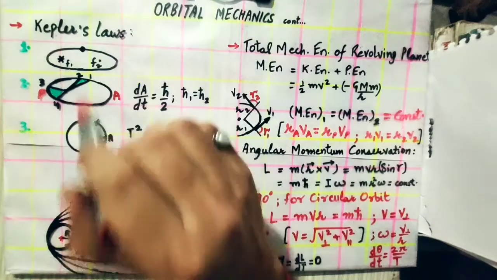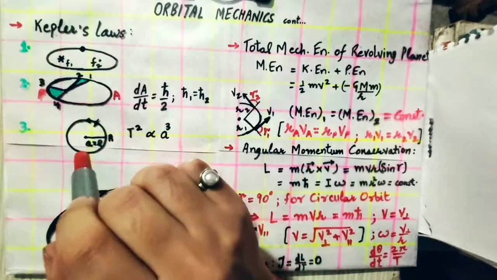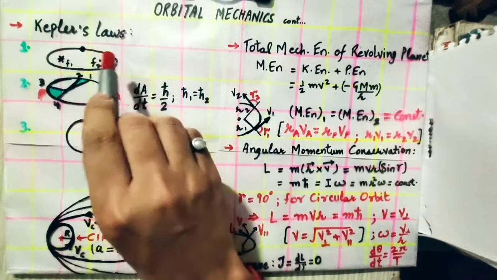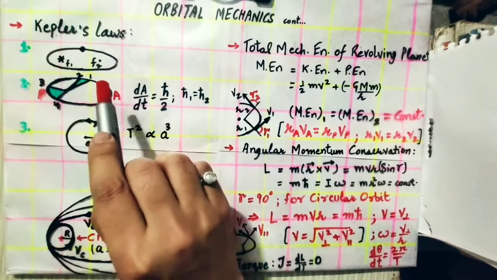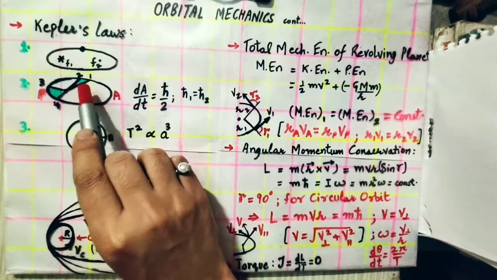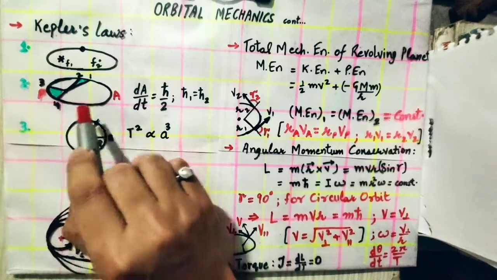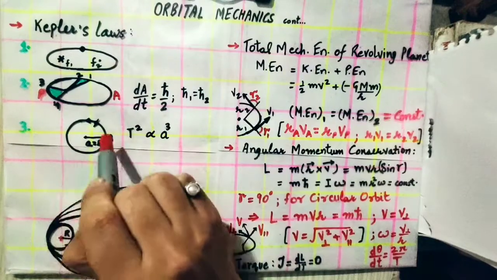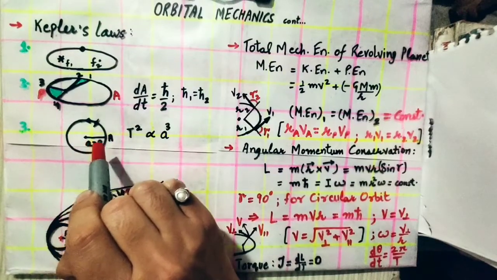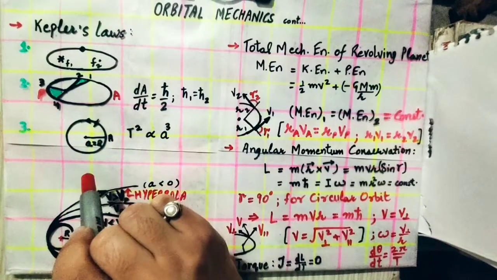So let's continue with Kepler's laws now. There are three main points in Kepler's laws. The first point is that all the planets move around the sun in elliptical orbits having the sun at one of the foci. The second is that the radius vector joining any planet to the sun sweeps equal area in equal intervals of time. And third, the square of the time period of revolution of the planet is directly proportional to the cube of its mean distance from the sun.